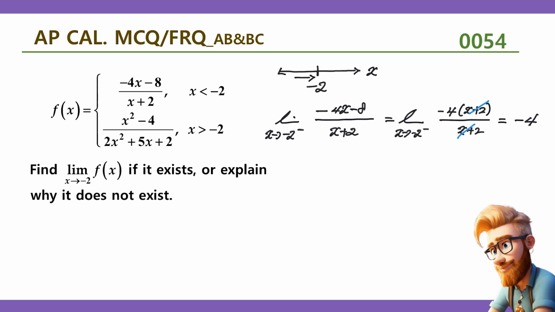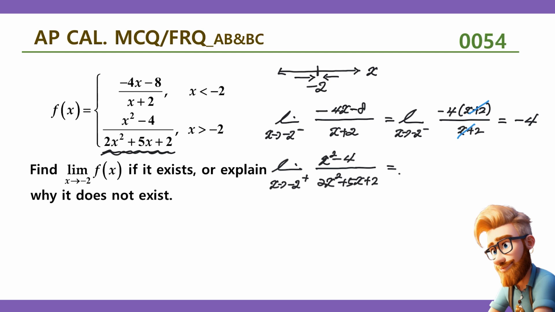And let's find the right-hand limit. If x approaches -2 from the right-hand side, we have to find the limit from this function, right? Because f is defined as this if x is greater than -2. So the limit as x approaches -2 from the right-hand side, we have x squared minus 4 over 2x squared plus 5x plus 2. So let's simplify this.